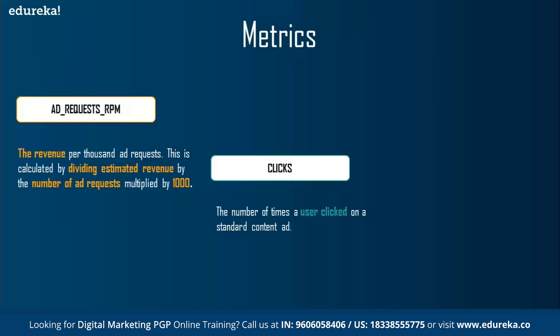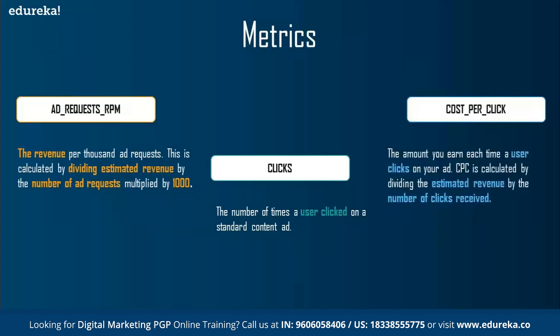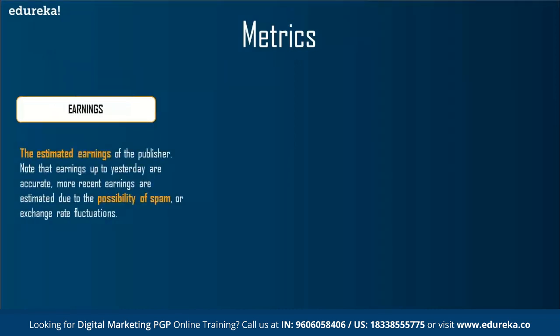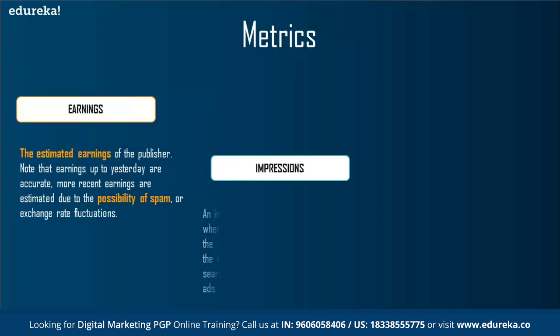It's pretty simple. The number of times a user clicked on a standard content ad. Cost per click. Again, very simple and important metrics. Amount you earn each time a user clicks on your ad. CPC is calculated by dividing the estimated revenue by the number of clicks received. Earnings. Again, straightforward number. Estimated earning for a publisher. But very recent numbers can be a little problematic, but in your dashboard you can see your recent earnings up to yesterday.